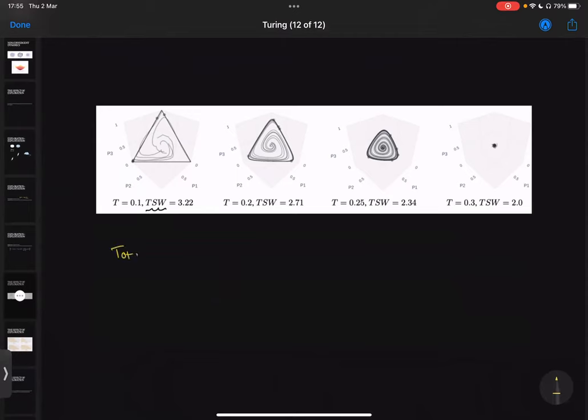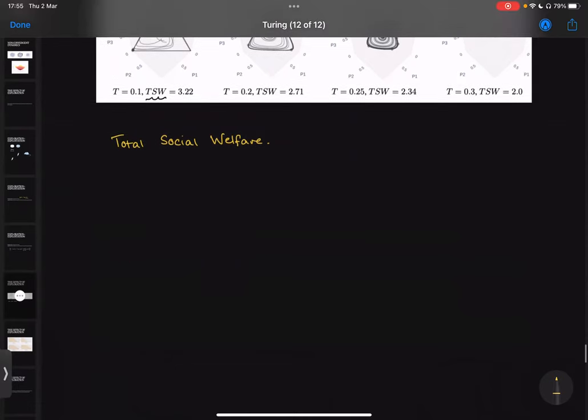It's called the total social welfare. What does this measure? Time average social welfare. Let's have a look at the social welfare part of this. What this does is it takes all the payoffs to all agents and just adds them all together.